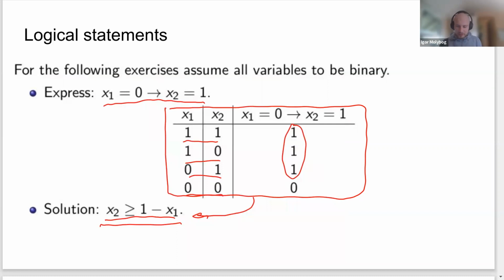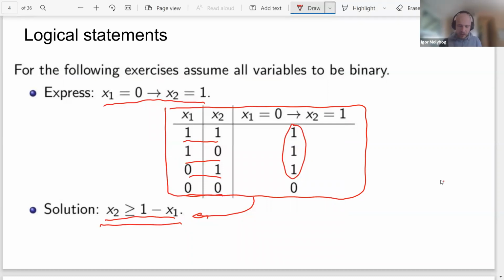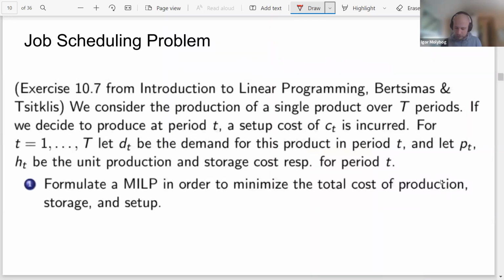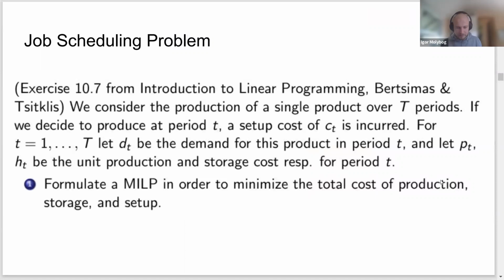Okay, so this was an example of how to construct a linear inequality, or a set of linear inequalities. One way to do it. Okay, let us focus on textual problems and formulating them in mathematical terms. This time we're going to be dealing with a problem.